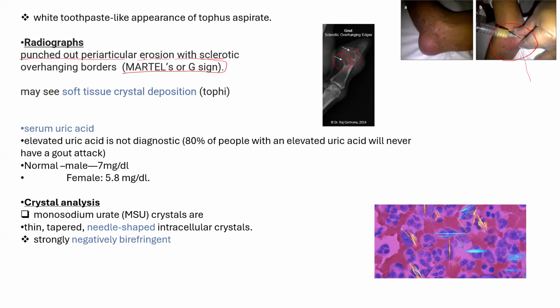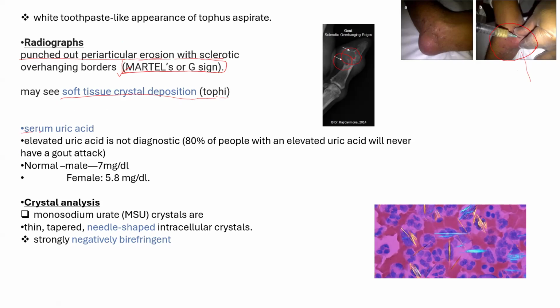You remember this one because this was asked once in a postgraduate entrance examination. That is Martel's sign. You can also see some soft tissue crystal deposition, that is tophi, in the soft tissue like subcutaneous tissue, cartilage, tendon, and everywhere.